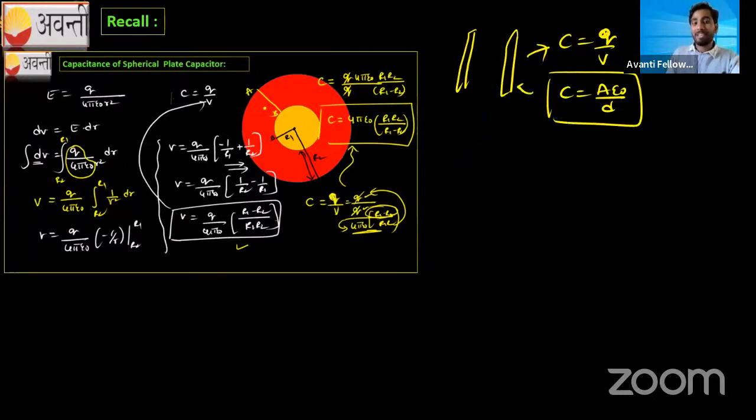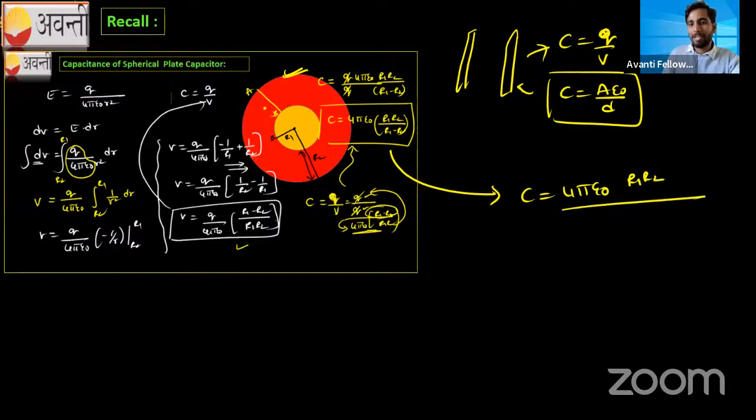In a similar way, we find the capacitance for the spherical capacitor. In the spherical capacitor, we got the capacitance value: C is equal to 4 pi epsilon naught R1 R2 divided by R1 minus R2. This is one thing which we completed.